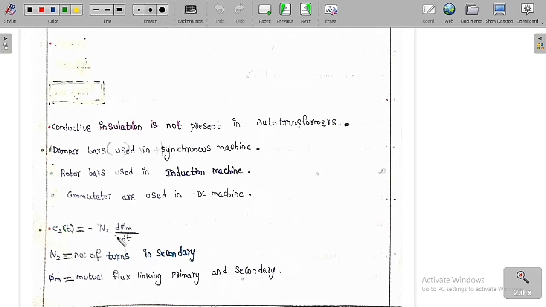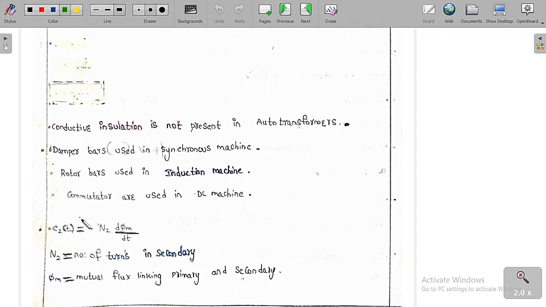u2(t) is equal to minus N2 dφM by dt, where N2 is the number of turns in the secondary, and φM is the mutual flux linking both the primary and the secondary coils.